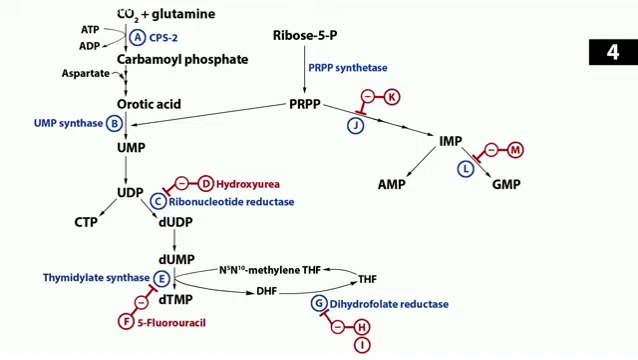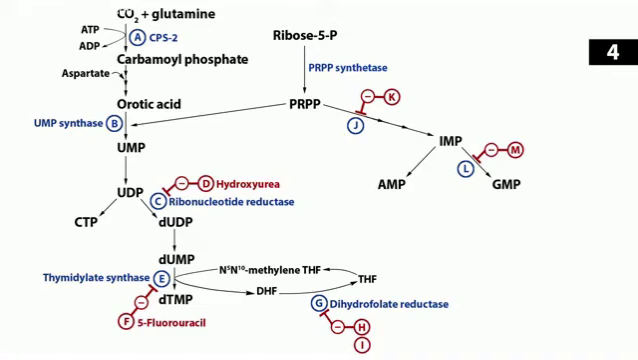Letter F is 5-fluorouracil, which is another cancer drug that inhibits pyrimidine synthesis by inhibiting thymidylate synthase, which was letter E. So 5-FU is an analog of uracil that irreversibly binds to thymidylate synthase, and it blocks this pathway. We're going to talk about 5-FU more in oncology when we talk about the cancer drugs.